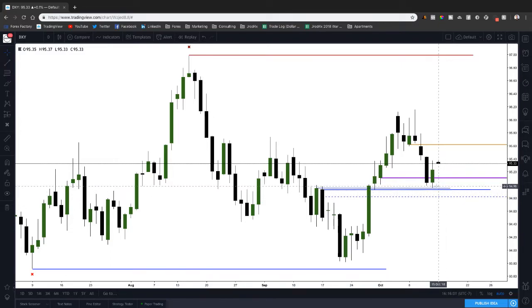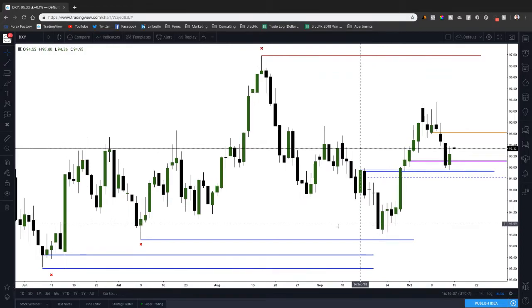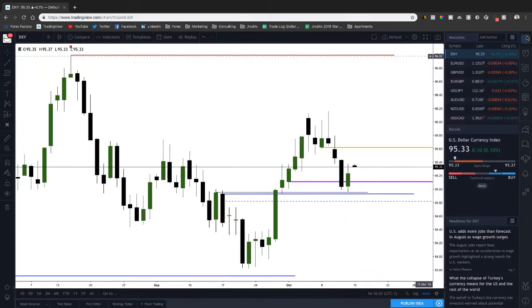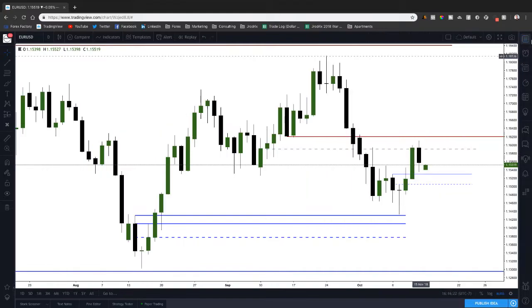If we break through it, then bam, switch my bias to bearish, have your stop loss above the 96.20, and you can target the lows below the market. Okay, so I don't actually trade dollar index, but that's basically how you would do it. Obviously, you would be looking to do the inverse for any foreign currency pairs that you would be trading. So with that being said, let's go ahead and we'll jump into euro dollar now.